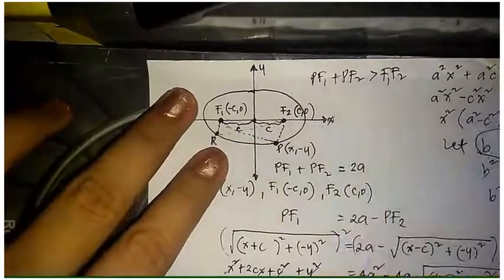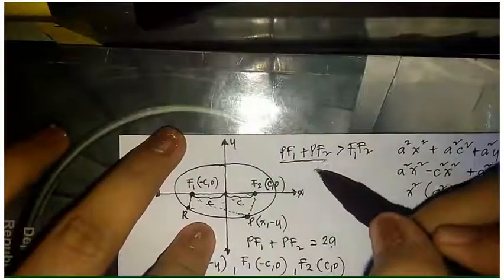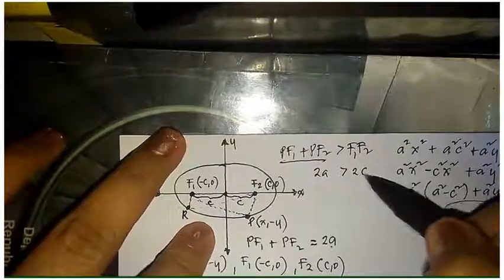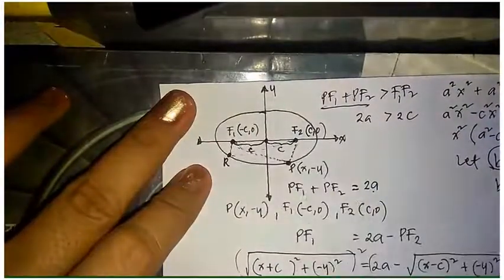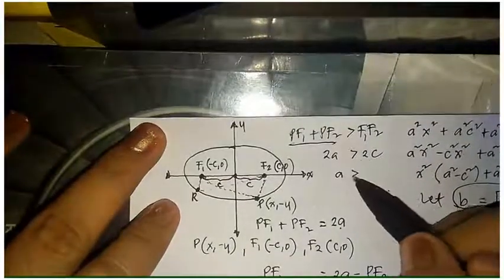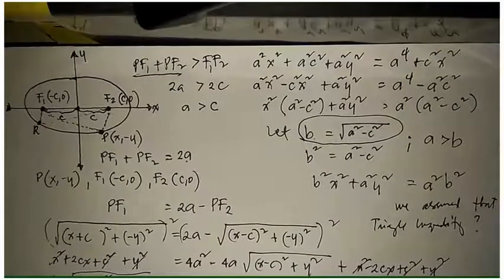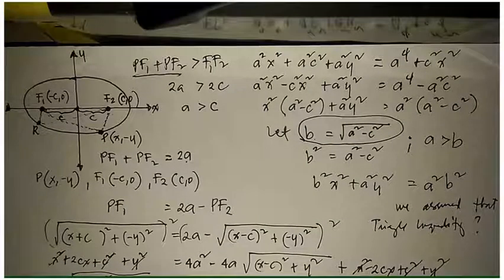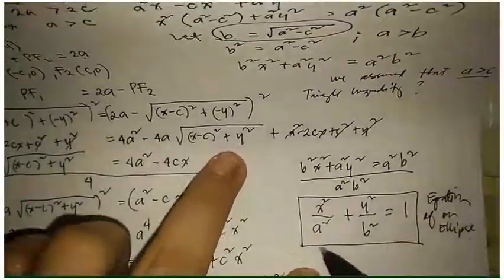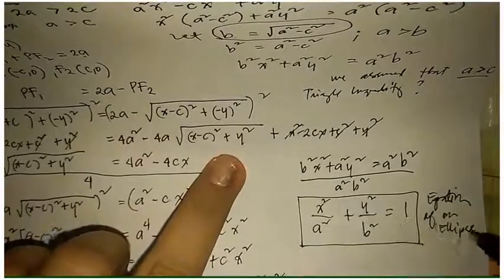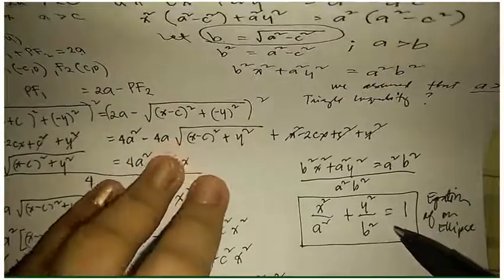From there, we can say that because this is equal to 2a, therefore 2a is greater than 2c, because the length from this point to that, if this is c here and c, then that should be 2c. And therefore, a is greater than c. That's why assuming a is greater than c is actually true by the triangle inequality. So again, this is now the equation of our ellipse. X squared over a squared plus y squared over b squared equal to 1.